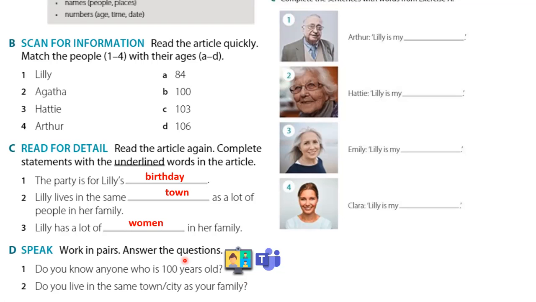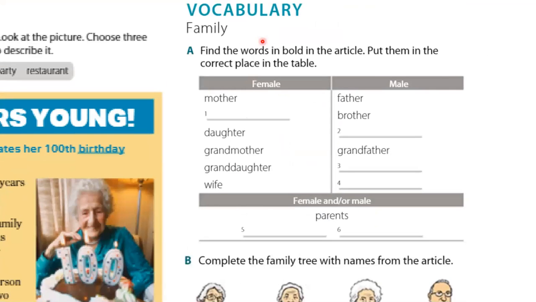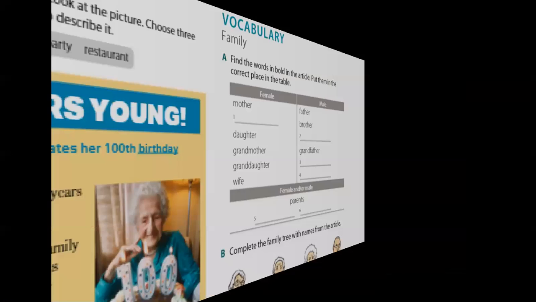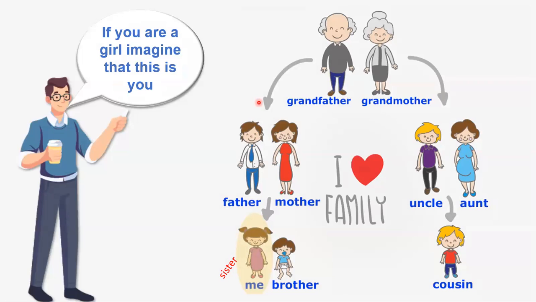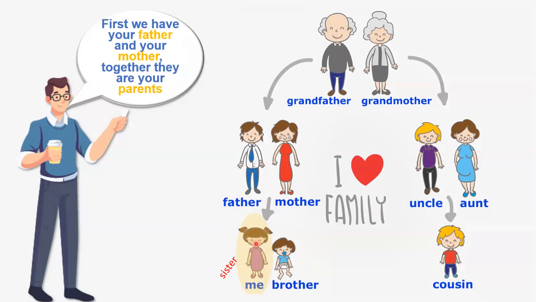All right, if you are done, we can move on to the vocabulary section where we're talking about family. So before doing exercise A, let's explain this topic. Okay, if you're a girl, imagine that this is you. And if you're a boy, imagine that this is you. Para explicar el tema, imaginemos que tú eres esta persona si eres hombre o que tú eres esta persona si eres mujer. Okay, let's see.